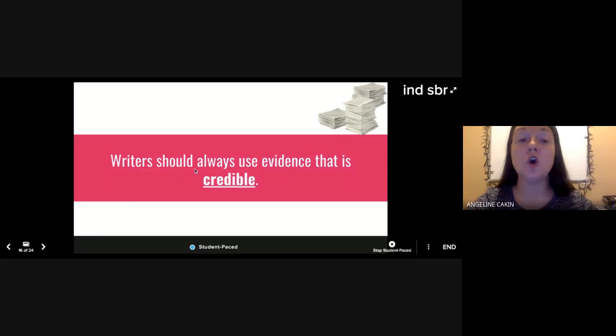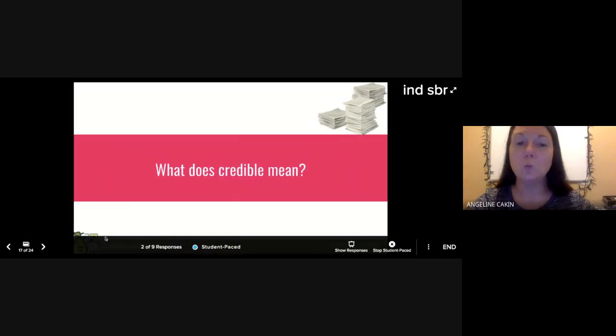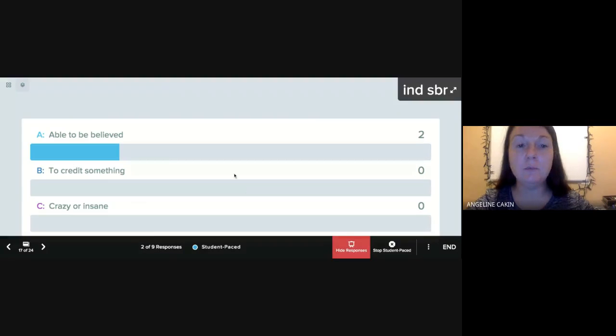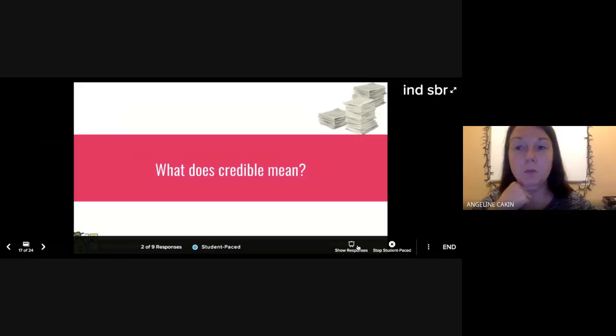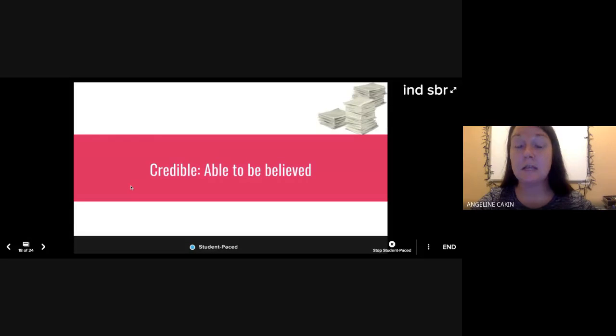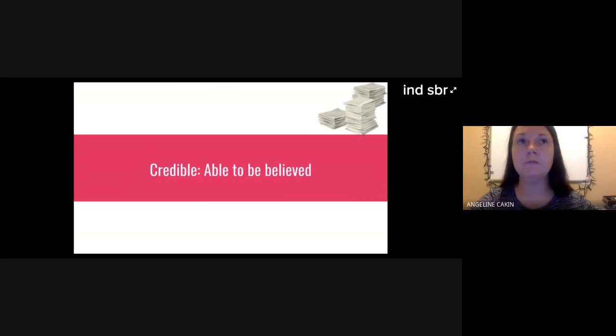So writers should always use evidence that is credible. Notice that word is underlined. What does credible mean? Able to be believed. What do you think credible means? So credible means able to be believed. So you want to find sources that are credible. That means you can believe in them. You know that what they're saying is actually facts.